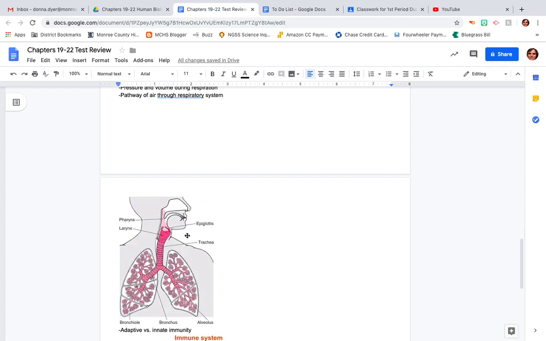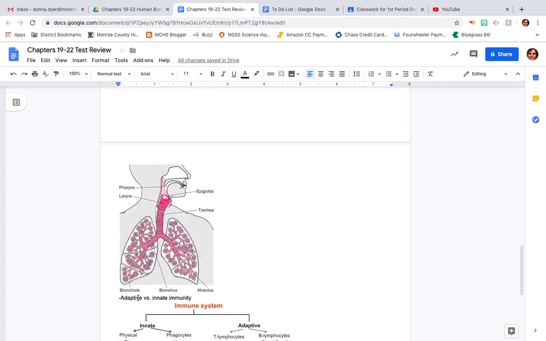They go down the esophagus, which is posterior to your trachea. So the air goes nose, mouth, pharynx, larynx, trachea, then into bronchi. Those are these two larger tubes here. The trachea branches into two bronchi, and then inside the lungs, the bronchi branch into bronchioles, which are smaller tubes.